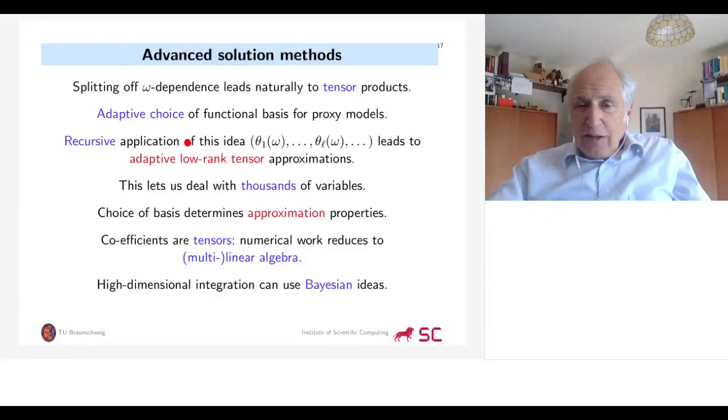And it turns out the stochastic space which comes out of there, which is one part of the tensor product, is actually a tensor product of further smaller spaces. And this leads to low-rank tensor approximations. That's something I'm not going to be talking about today. That's something for tomorrow, okay? But this allows us to deal with thousands of random variables, okay?